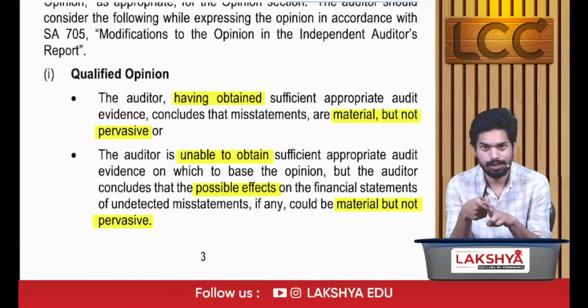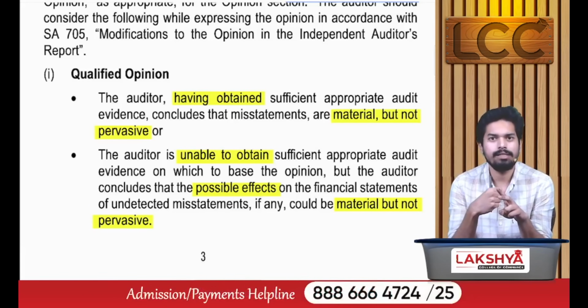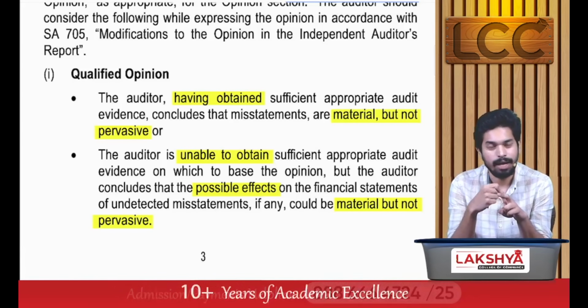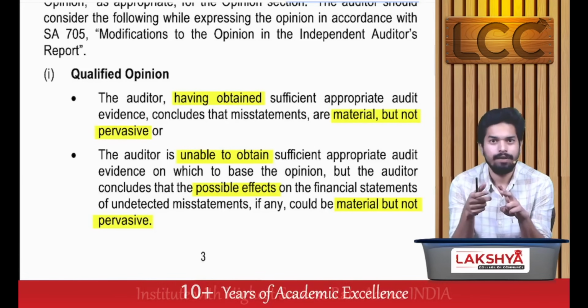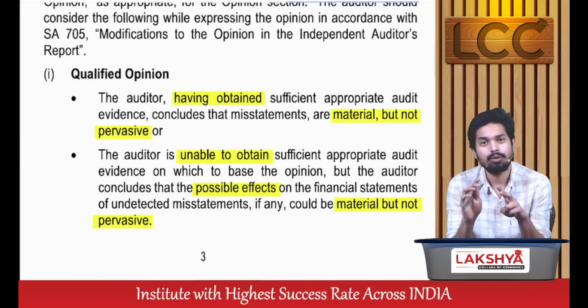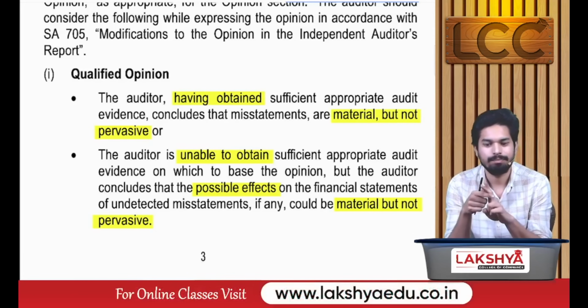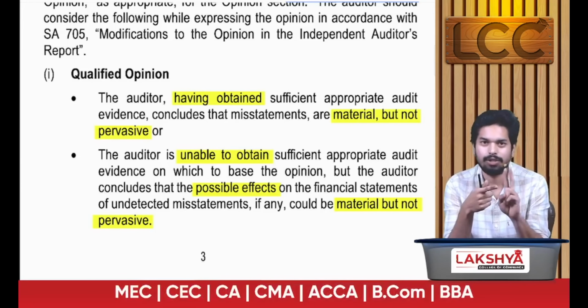And the second situation is when the auditor is unable to obtain sufficient and appropriate audit evidence, and the possible effect of the undetected misstatements could be material but not pervasive. Then he'll issue a qualified opinion in these two situations.